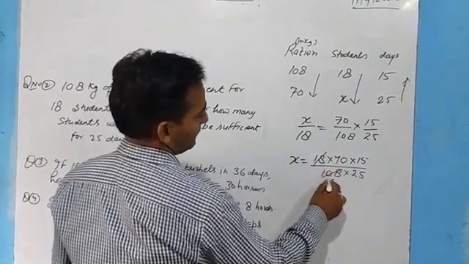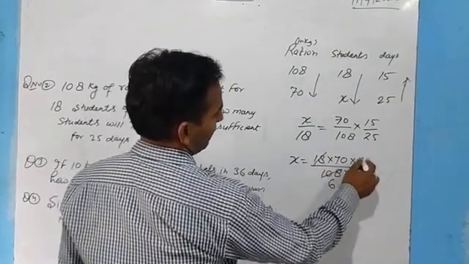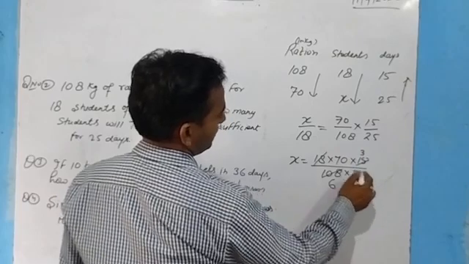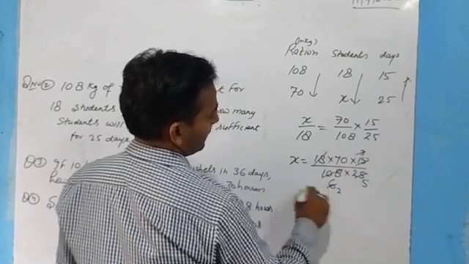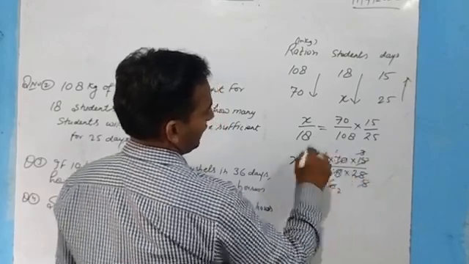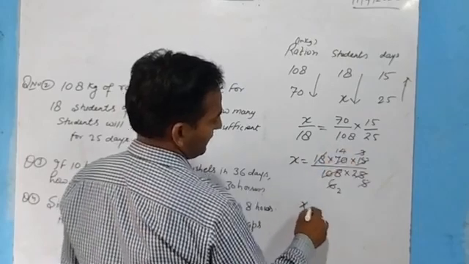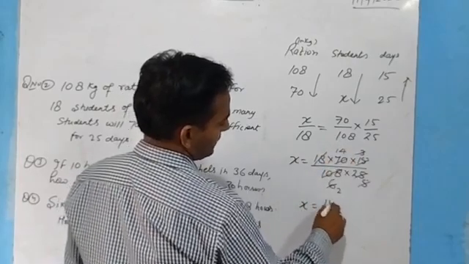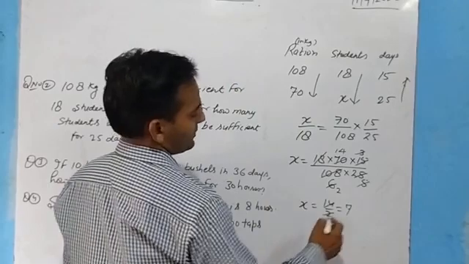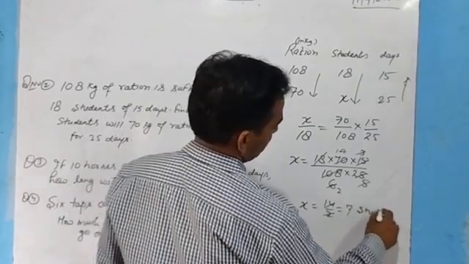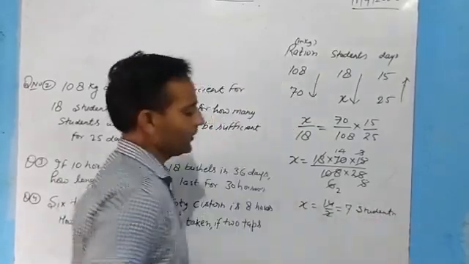18 6s are 108, now 5 3s are 15, 5 5s are 25, 3 2s are 6, we can write 5 1s are 5, 5 4s are 20, and x is equal to 14 upon 2, that is 7. 7 what? 7 students. Okay, this will be the answer.